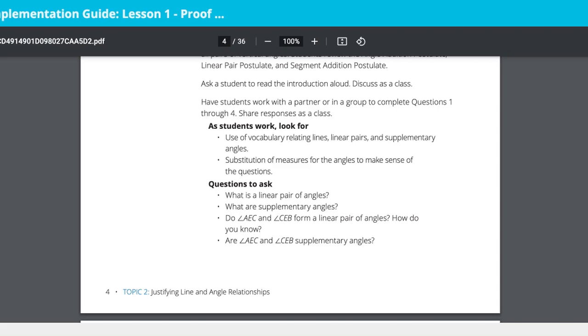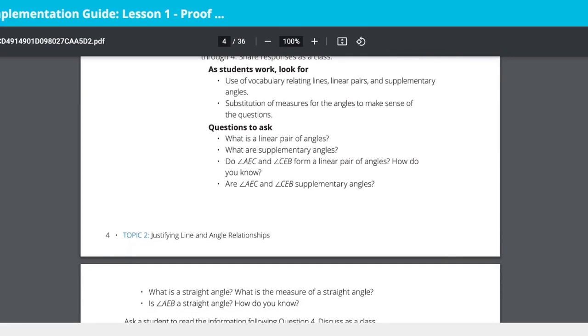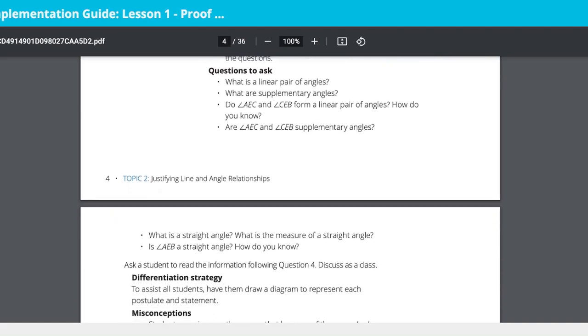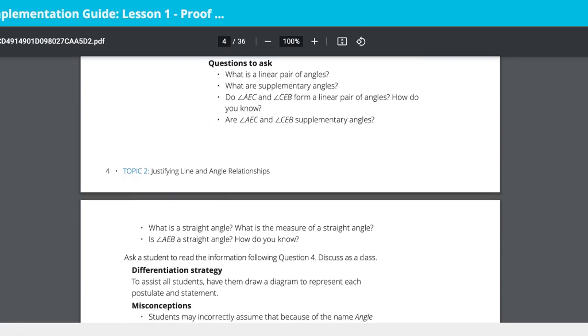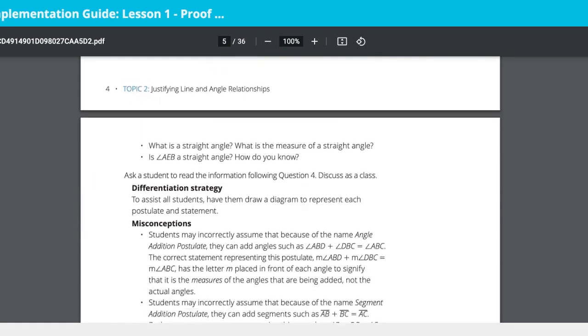And then what questions to ask as they are working, right? So if you go to a group, ask them the following question: what is a linear pair of angles? What are the supplementary angles? So this is amazing instructional tips that kind of just walks you through your teaching rhythm, right? Like a pace of how you want to go through your lessons. This is some question you can ask during the group time, or you can ask this question as a student is sharing. You can always ask this question to the whole class.